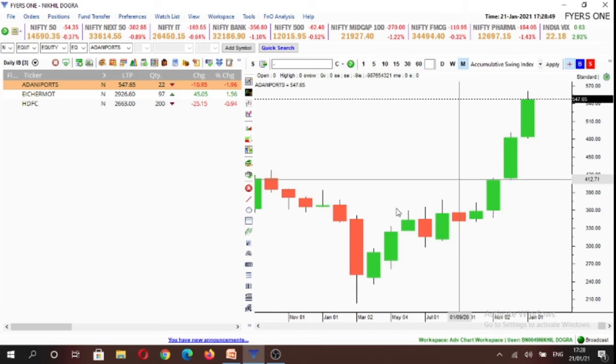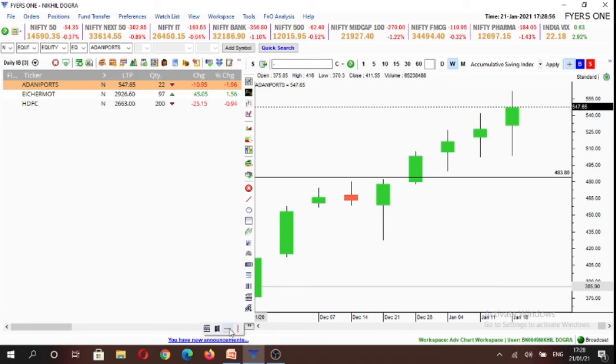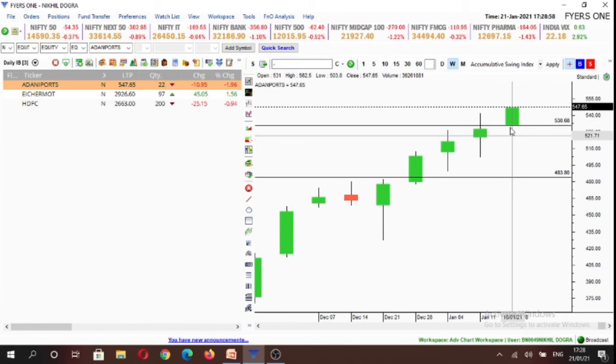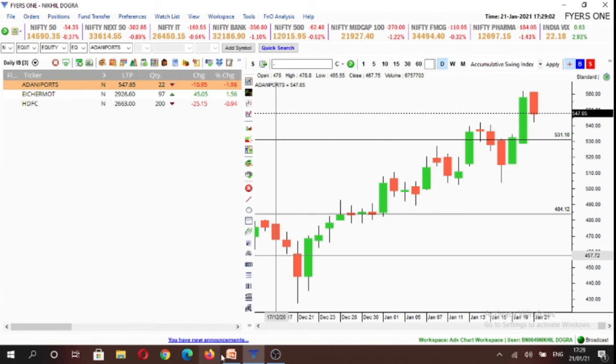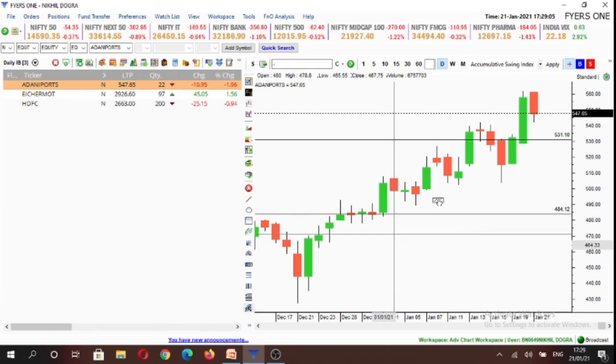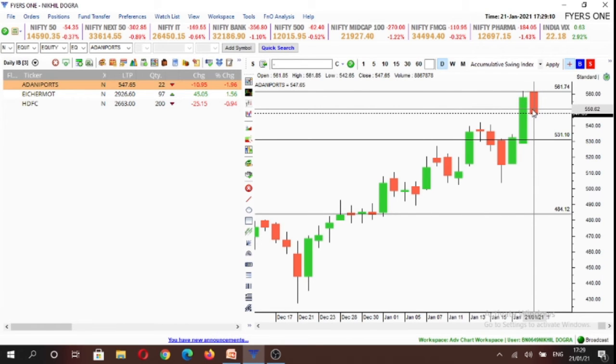On the monthly time frame, it is under control of buyers as it is trading above its monthly open. On the weekly time frame, again it is under control of buyers as it is trading above its weekly open. And on the daily time frame, we basically consolidated today and we formed an inside candle. So tomorrow we'll look for buying opportunity above 561.95 levels.